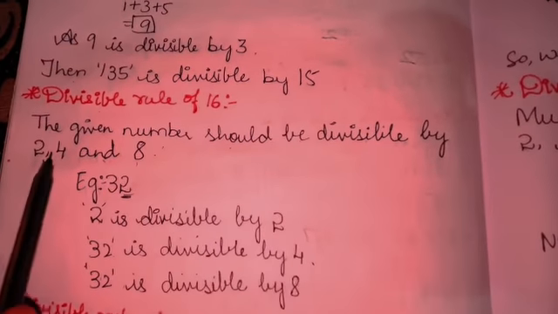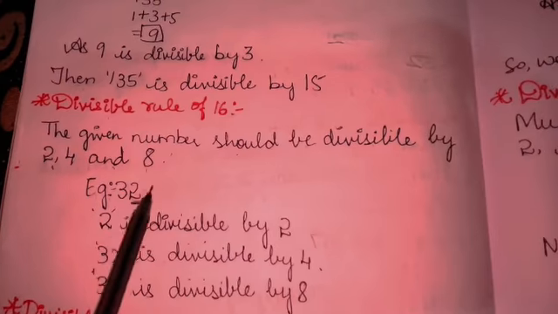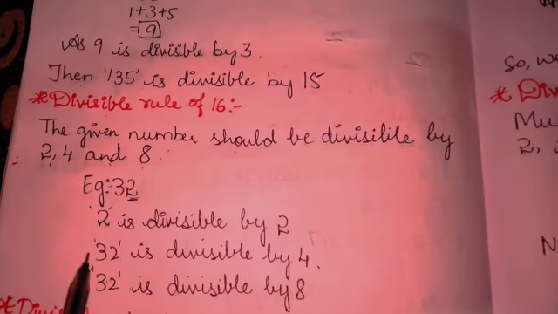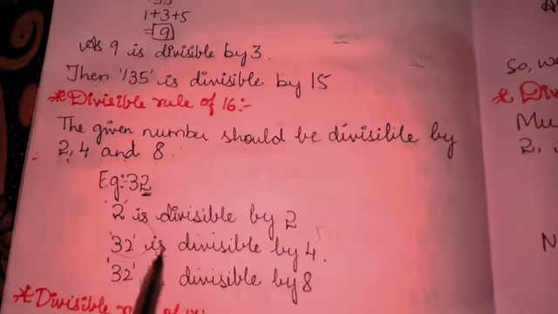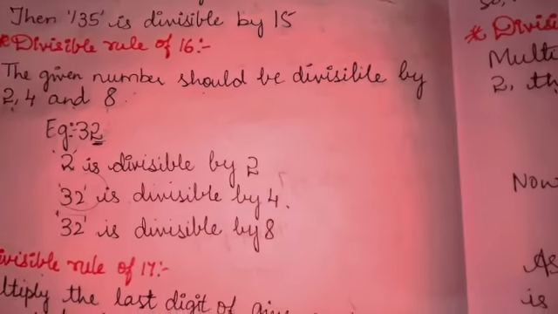The divisibility rule of 16 is that the given number should be divisible by 2, 4, and 8. So you have to see whether the given number is divisible by all of these, that is 2, 4 as well as 8.